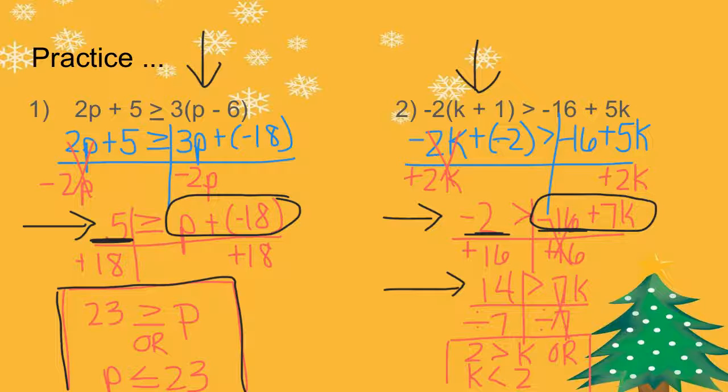I divided both sides by 7. And I was left with 2 is greater than k. I did not flip my sign because there was no multiplying or dividing by a negative number. But I don't like my variable to come second, and so I just flipped the whole solution around. My alligator mouth was open towards the 2, so I left it open towards the 2 and said k is less than 2.